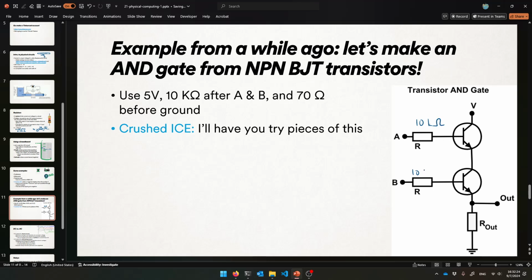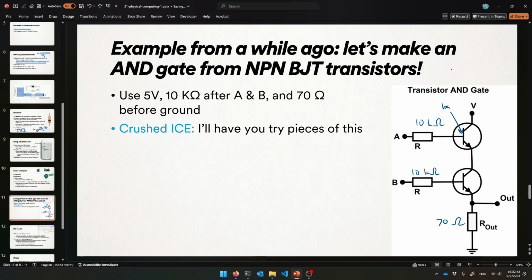So 10 kiloohms there, 10 kiloohms there. And then this is supposed to be a 70 ohm, not too much, 70 ohm resistor. These are limiting a lot, so you don't need much power flowing through into the base of your transistor. Remember the names of these. This is called the base.